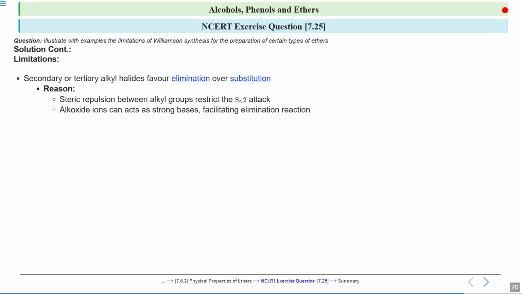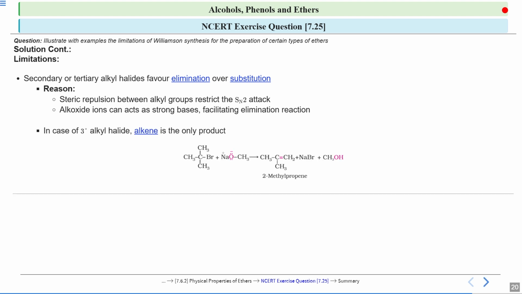So alkoxide ions can act as strong bases, facilitating your elimination reaction. When your elimination reaction is happening, your alkoxide ions act as a base in that reaction. What does a base do? A base accepts a proton, that is, it accepts H plus ions. Okay. So in case of a 3-degree alkyl halide, alkene is the only product.